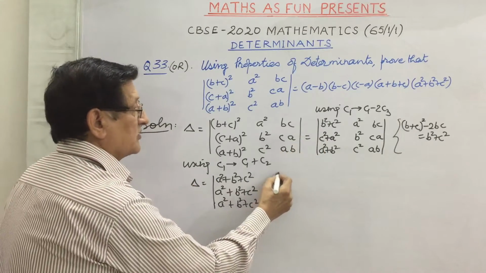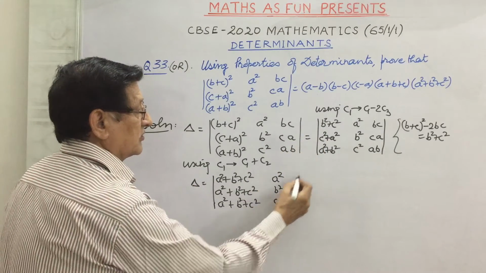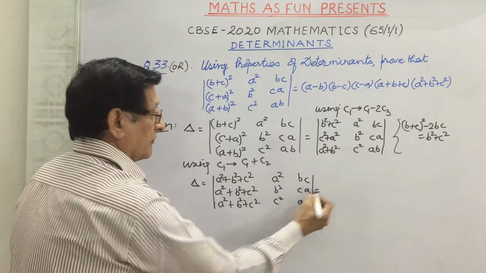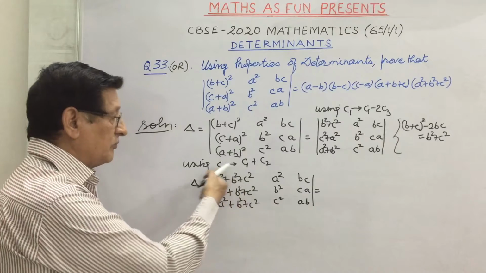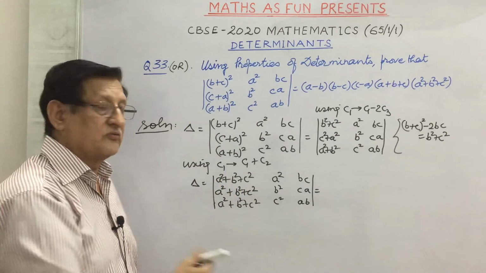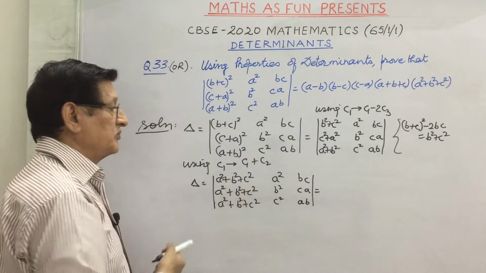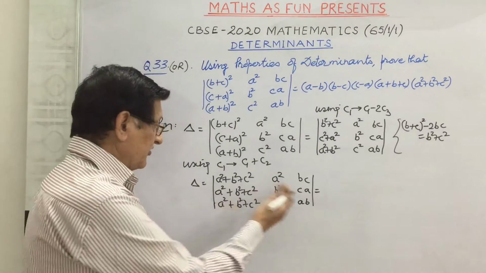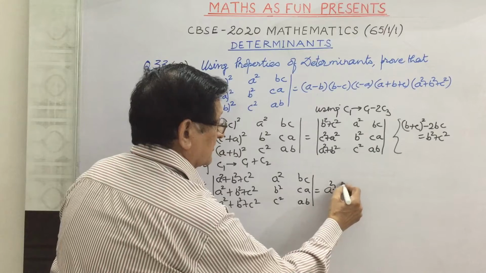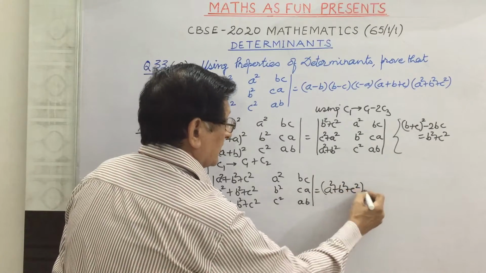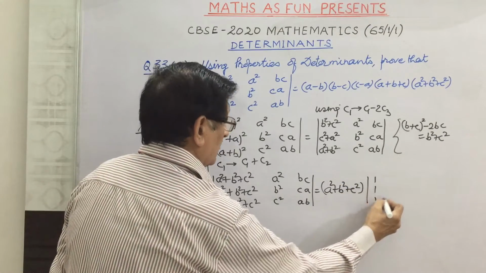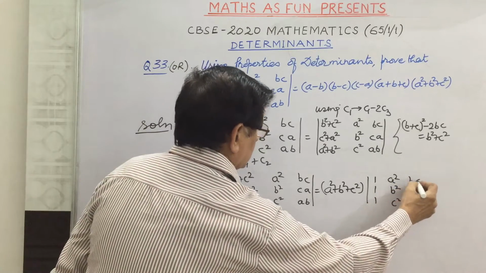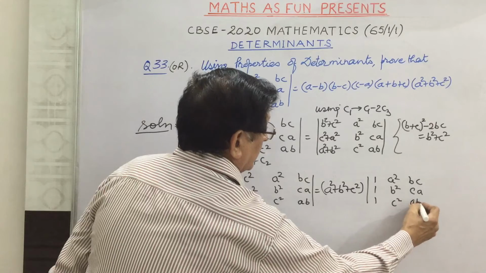This is a square, b square, c square. This is bc, ca and ab. Are we getting this common from C1? So we can write, taking a square plus b square plus c square common from C1, and we get here a square plus b square plus c square into 1, 1, 1, a square, b square, c square, bc, ca and ab.